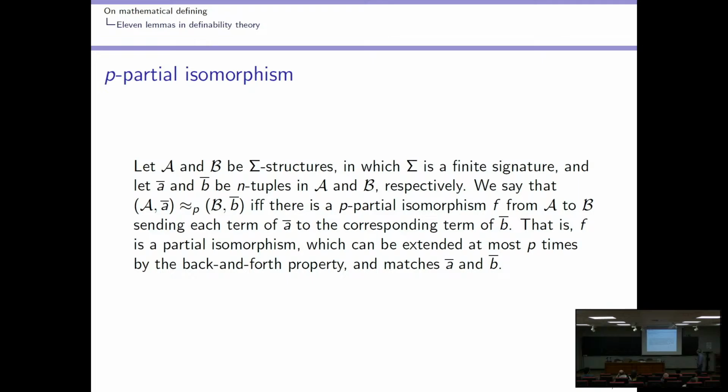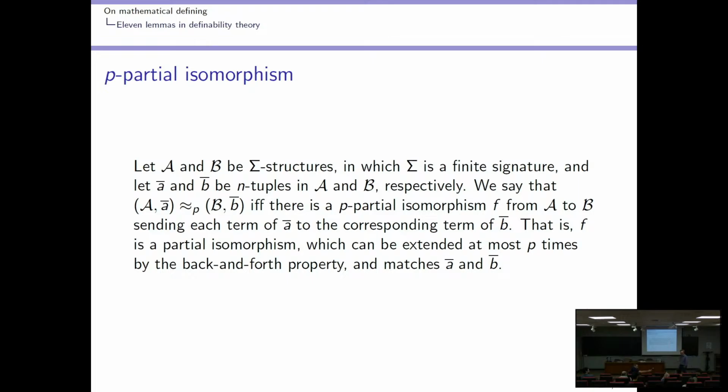And P is the number of times F can be extended by the back and forth condition. So F is a partial isomorphism, F matches A bar and B bar, and F can be extended at most P times using the back and forth condition. What does this mean? That you can add at most P elements to the domain, or to the range of F, still having a partial isomorphism as a result of this extension.